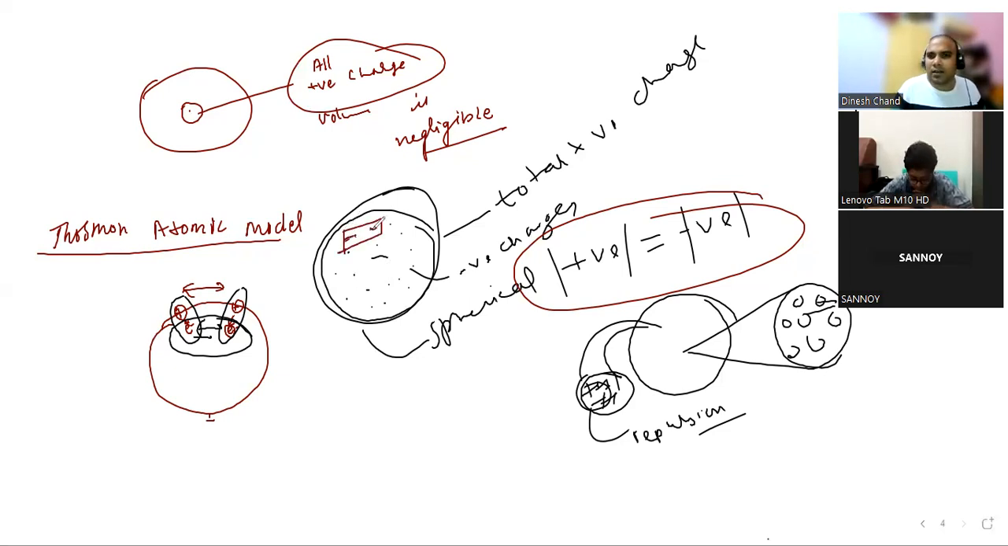If you are taking that like charges repel each other, that is okay. But when you talk about the nucleus, it also has a small volume, right? If it's a small volume and they are all positive charges, how is it possible? There will be repulsion. So that is also the concept of the nuclear force of attraction.